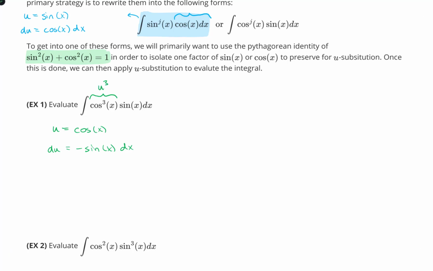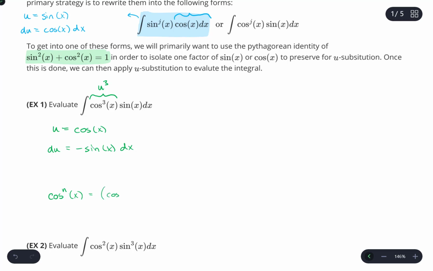Just remember, just in case, cosine to any power of x is the same thing as cosine of x to whatever that power is. So it's just a shorthand notation for writing powers of trig functions.